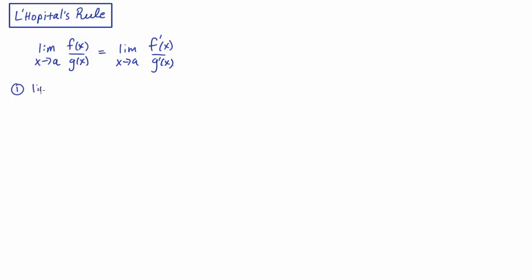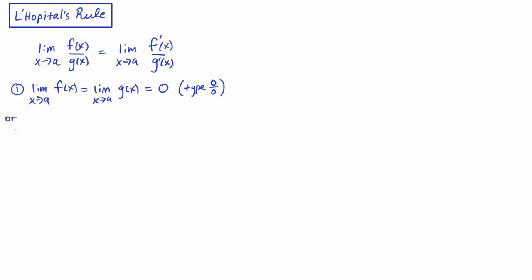The first is that we need to know that the limit as x goes to a of f of x equals the limit as x goes to a of g of x, and that both of these limits are 0. If that's the case, then what we call this is a type 0 over 0 indeterminacy. So remember, these are what we call our indeterminate forms.